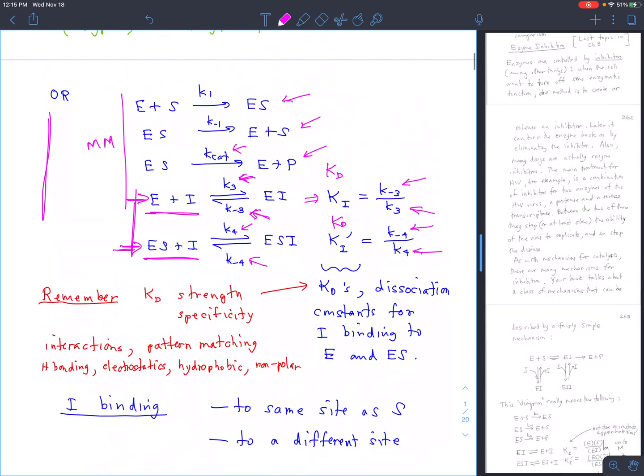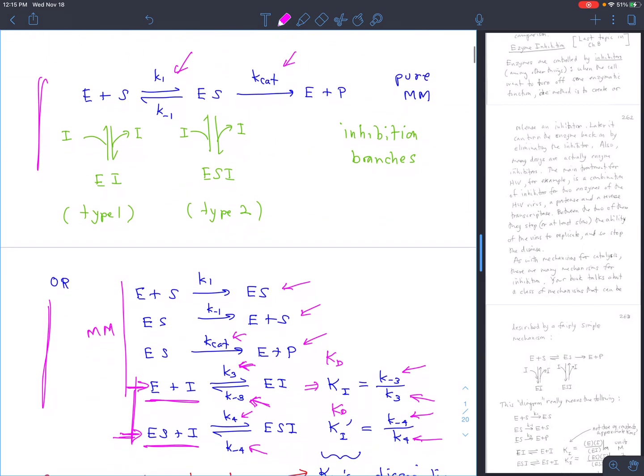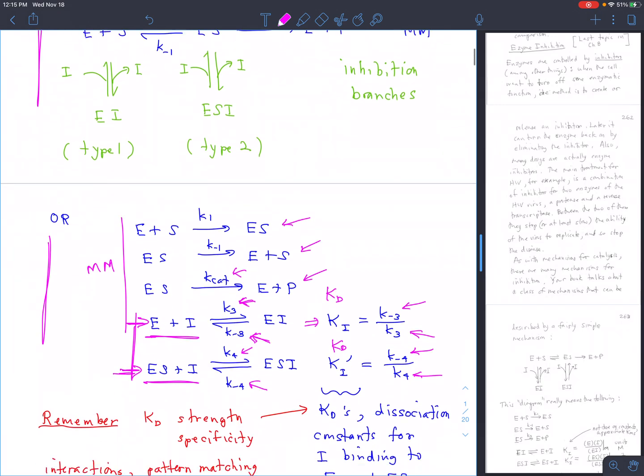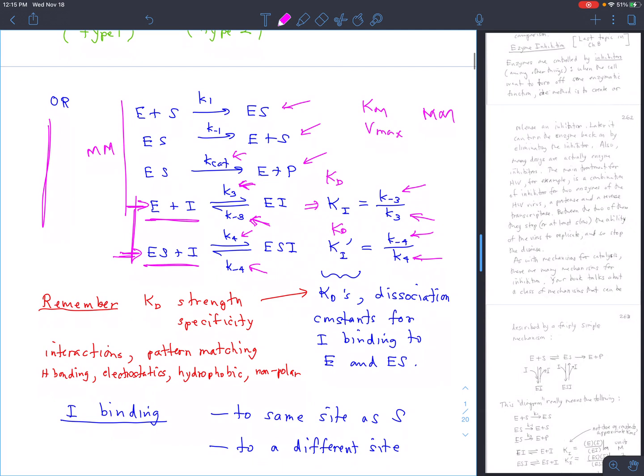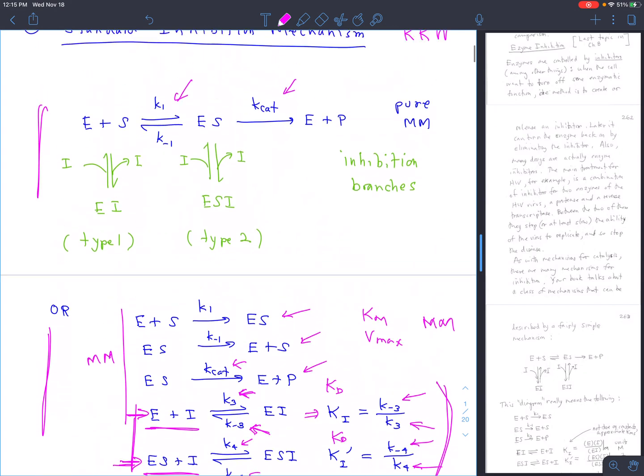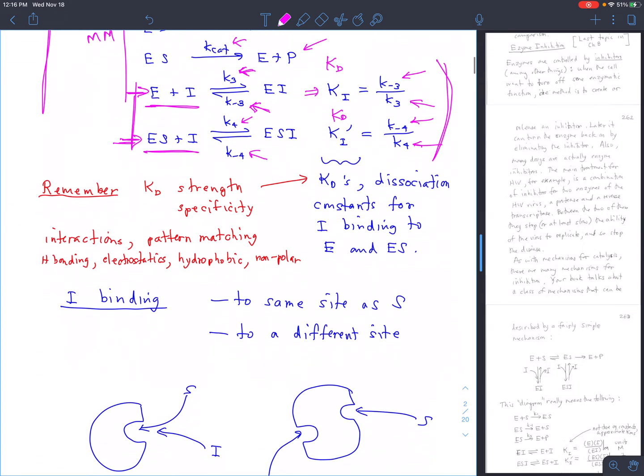And so when we're done, we're going to have 4 different parameters. There's going to be a Km value and a Vmax value for normal Michaelis-Menten, but then there's also going to be 2 new parameters for our model that are basically KD values for the binding of the inhibitor, either to the enzyme itself or to the enzyme substrate complex.